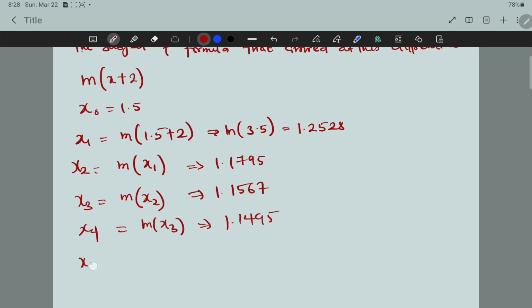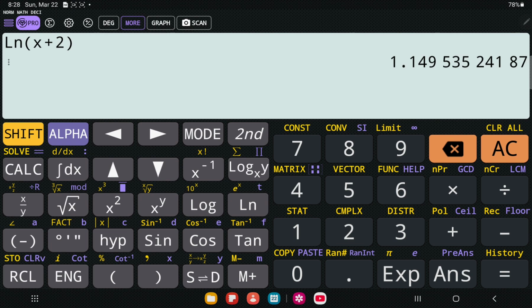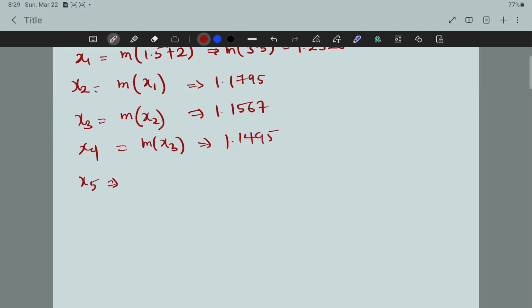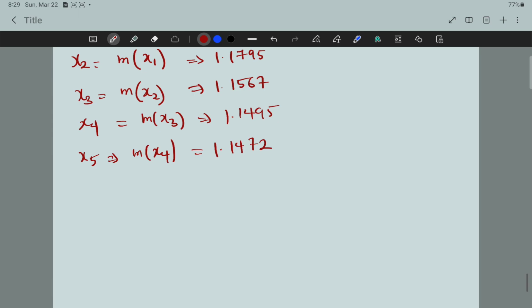1.1495. What about x5? Let's do x5. 1.15. 1.1495, I mean calculate the answer, sorry. The other will be 1.14725. Okay, ln x4. 1.14725. Is it 725? Check it, confirm it. 725, so 73. 1.14725 73. Do you understand?